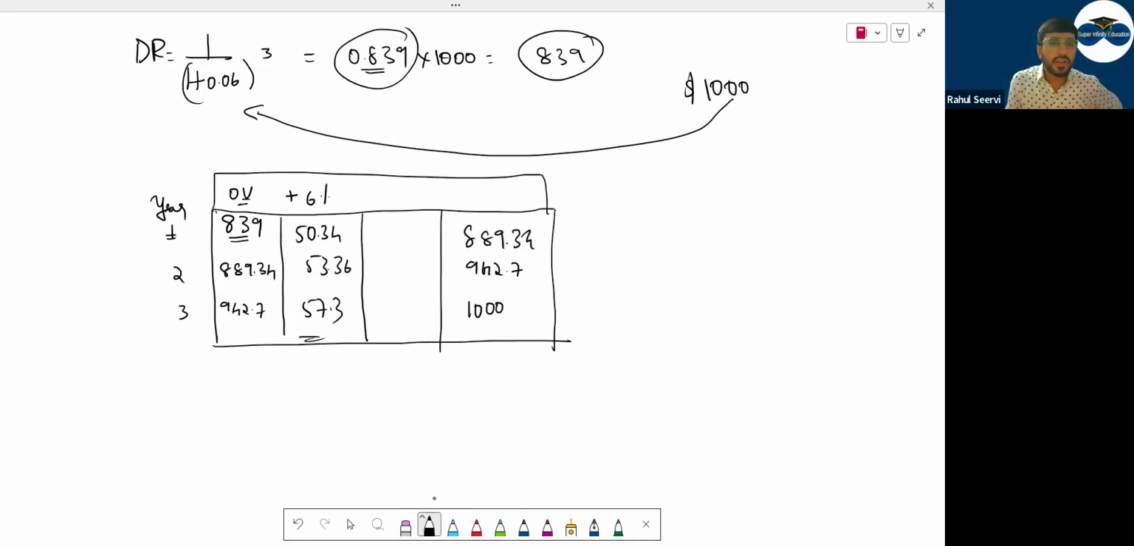Now, during the year, did you receive any amount from the bank? Did you receive any amount, or is the bank saying that we will pay you at the end? The bank is saying you will be getting $1,000 at the end. Yes or no? Did you get any amount in the first year? You did not receive any amount, yes or no? So it will be zero only. That is the reason the value is increasing.